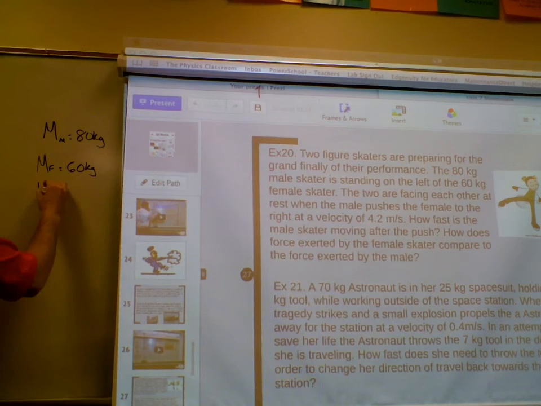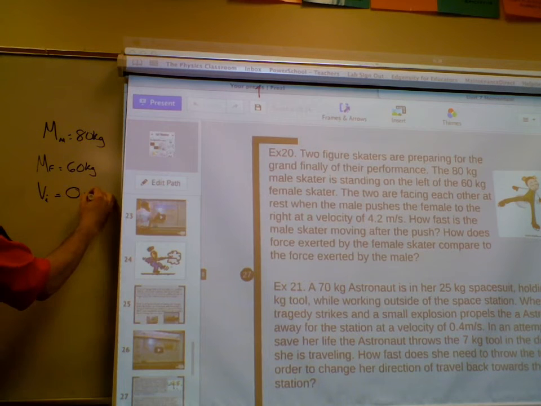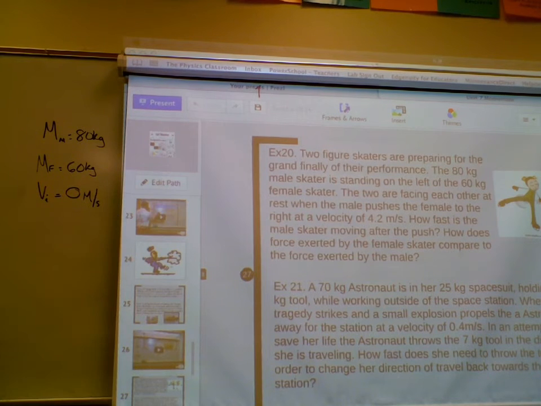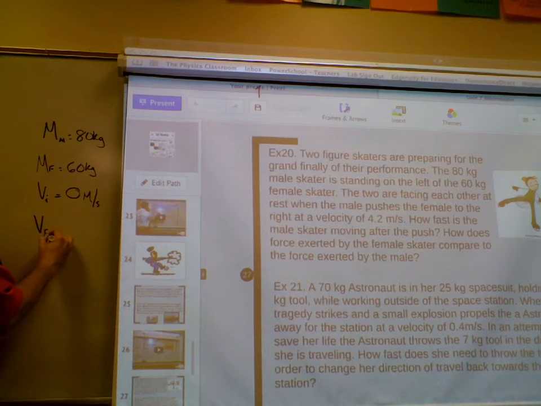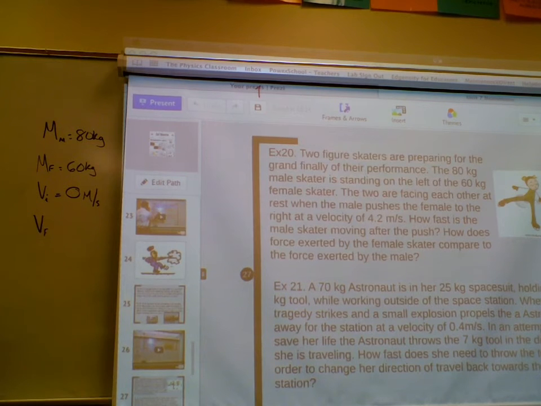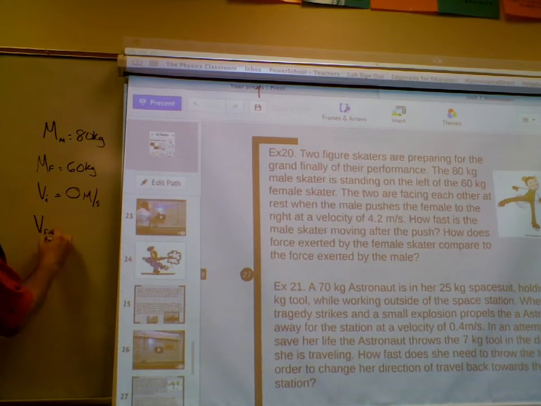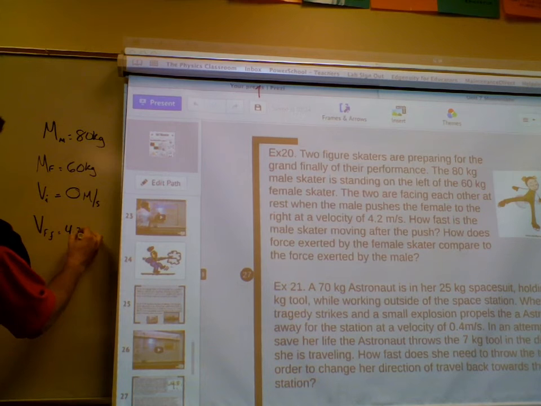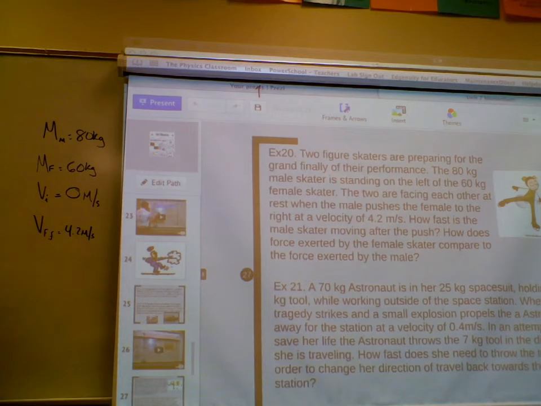Okay. What's their V initials? 0. Just one or both? Both. Right? Both people are staying stationary to start. So both V initials are 0. What V final do we know? Who's that for? Male or female? Female. Okay. We need to find the final velocity of the male.